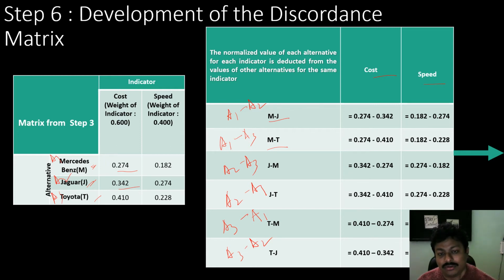Note this sequence must be followed. You must first deduct A2 from A1, deduct A3 from A1, then you go to A2, deduct A3 from A2, and then deduct A1 from A2. After that you go for A3, deduct A1 from A3, deduct A2 from A3. This sequence must be maintained. After doing that, do this for both values of cost and speed.